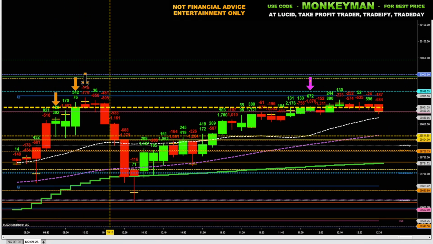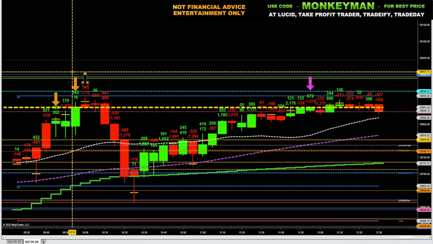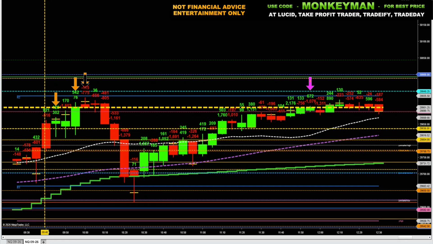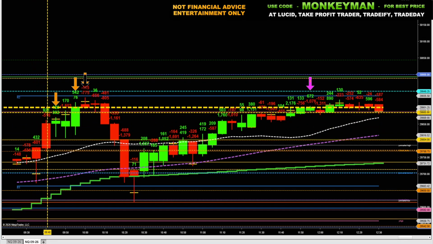On the 5-minute chart, I am not using the Ultimate Wave. I'm using the Flow Stack. Flow Stack is painting the candles, and it's also showing me the delta for the NQ and the ES.